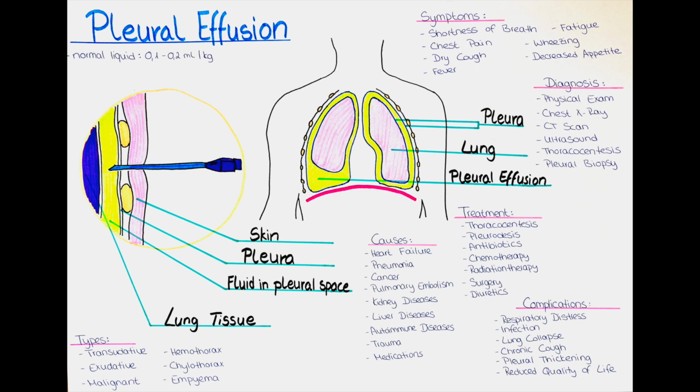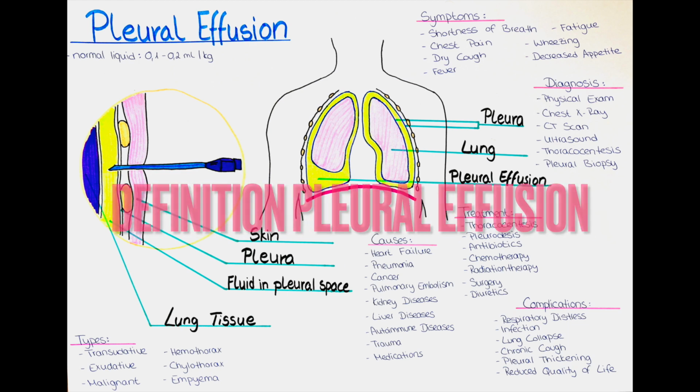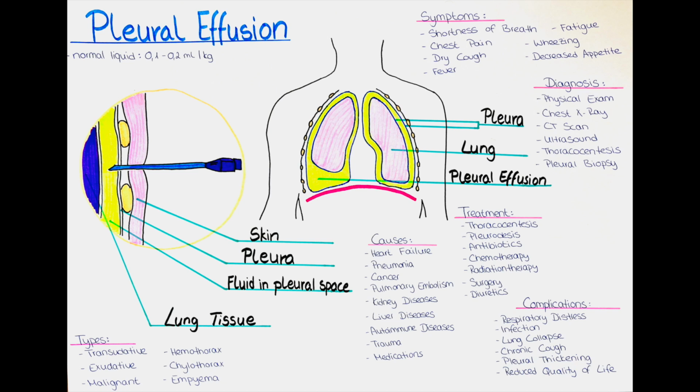The pleura plays an important role in protecting the lungs and facilitating their movement during breathing. Disorders affecting the pleura, such as pleural effusions or pleurisy, can cause respiratory symptoms and may require medical evaluation and treatment. So how do we define pleural effusion? Pleural effusion is the accumulation of fluid in the pleural space, which is the space between the lungs and the chest wall. It can be a sign of an underlying medical condition and can cause respiratory distress.